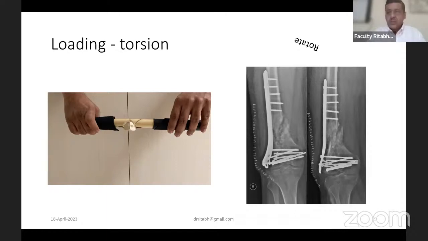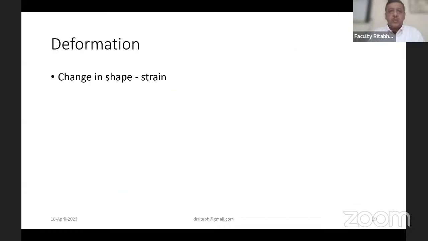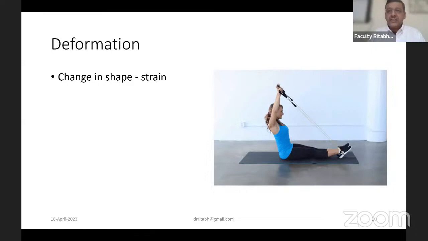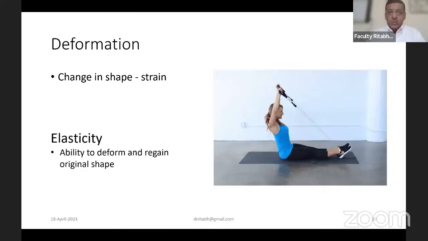Now we talk of deformation. Deformation means change in shape. Change in shape, it could be a change in length, like the tennis ball, it changed in shape from round to a little oval. The car tire flattened out a little bit. Change in shape is called strain in mechanical terms. So this is an elastic band the lady is exercising, and it's changing in length and coming back to its original length. So we now introduce another term, elasticity, the ability to deform and then regain the original shape.